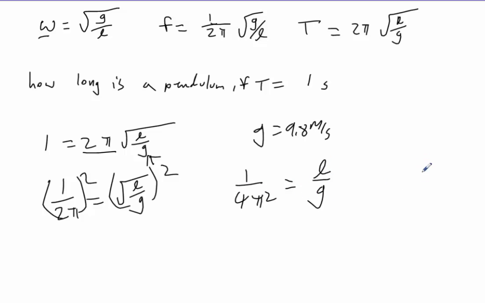Multiply both sides by g, or 9.8 divided by 4 pi squared equals L. And this gets me a length 9.8 divided by 4 pi squared. Now remember to put that pi squared in parentheses, or it will divide by 4 and multiply by pi. L equals 0.248 meters.